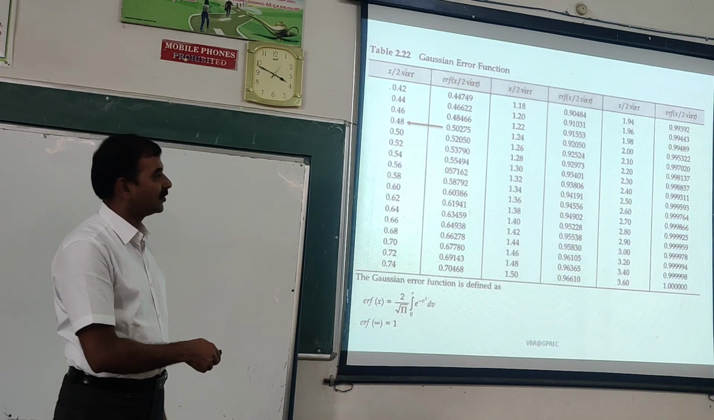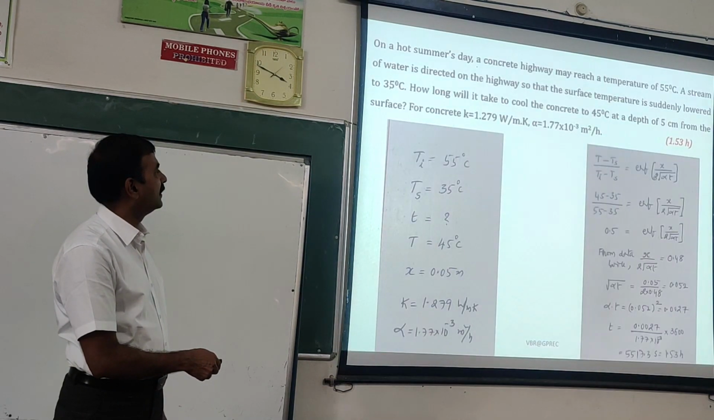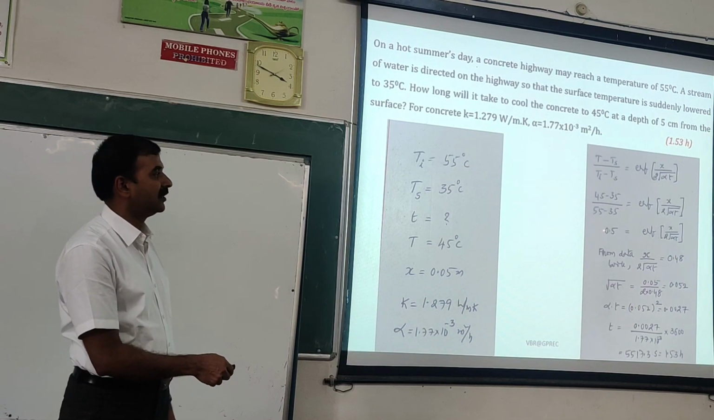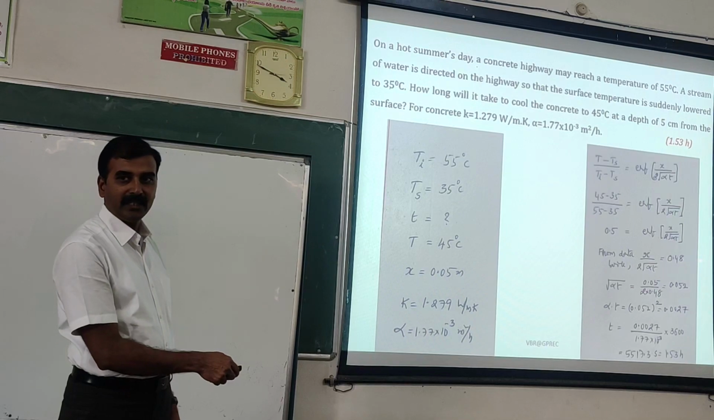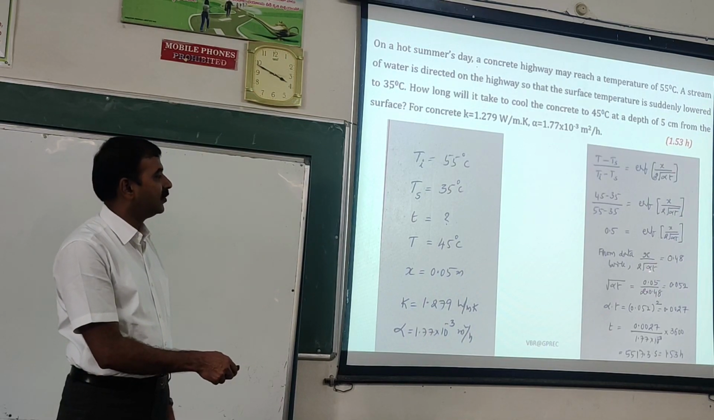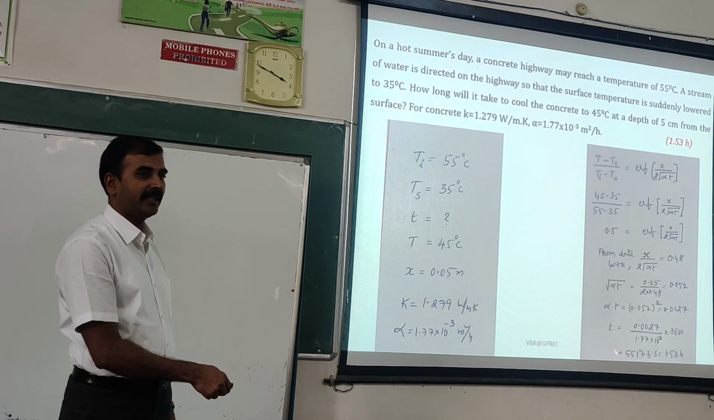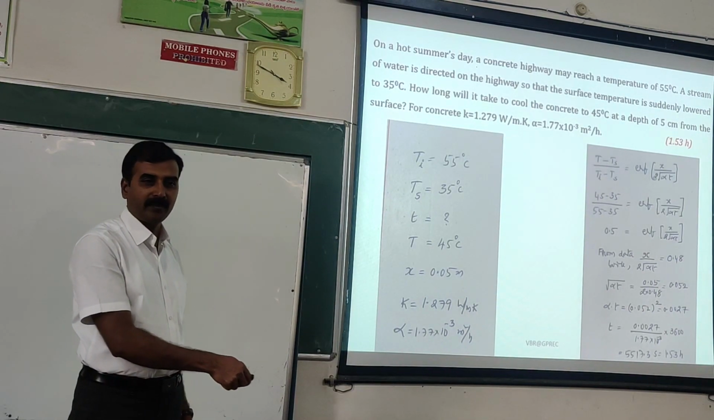Okay. So now here, this is 0.5, then this x value is approximately 0.48, and you know alpha and x, and the only unknown is t. You can find out the time value.